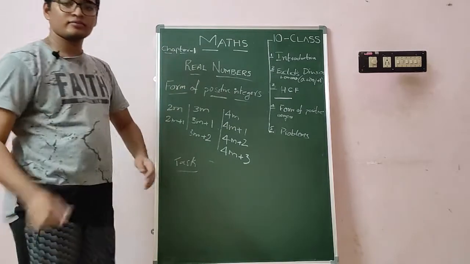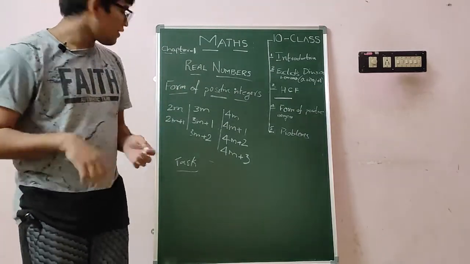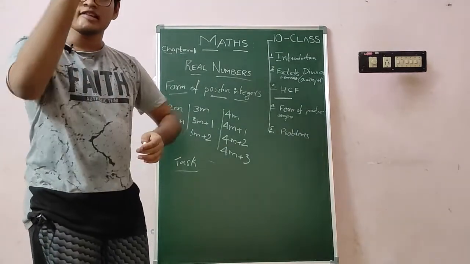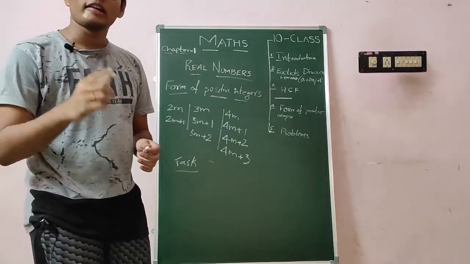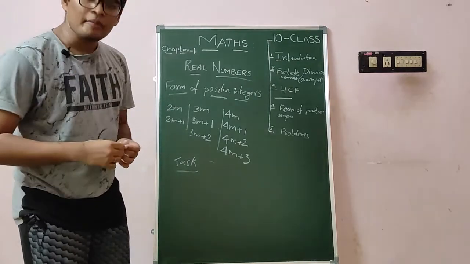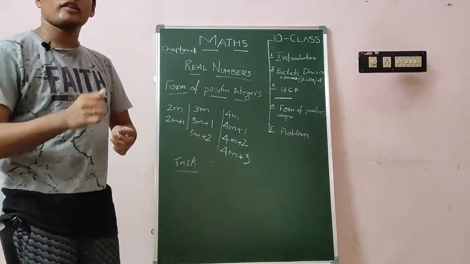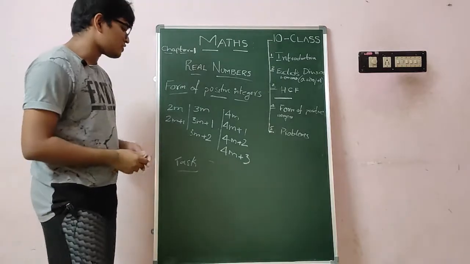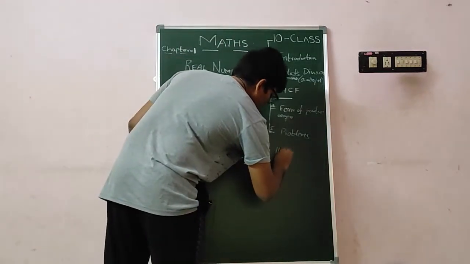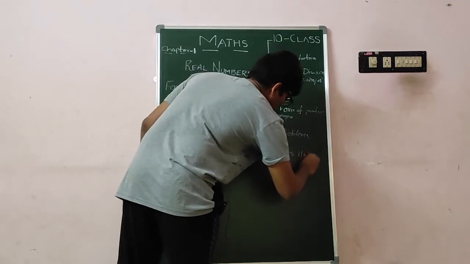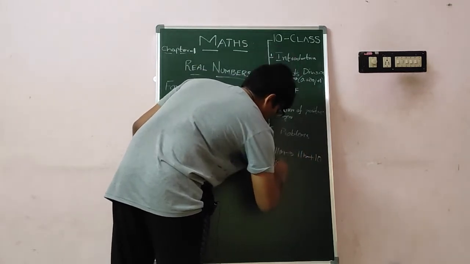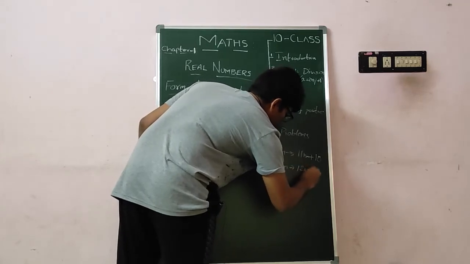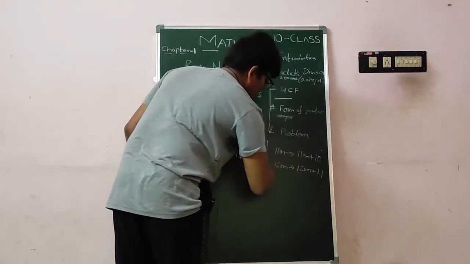Try to write the form of positive integers in terms of 10, which means 10m plus 1 so on till it goes until 10m plus 9. In the same way, you try to write in terms of 11 and 12 and check with the answers. 11m starts from 11m to 11m plus 10. 12m starts from 12m to 12m plus 11. Check your answer with these two.